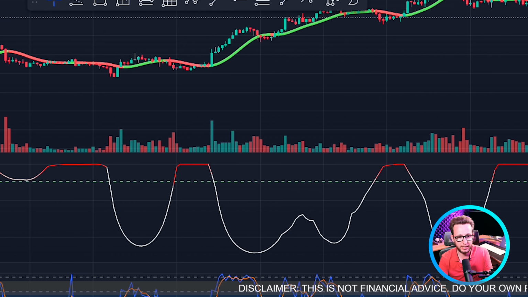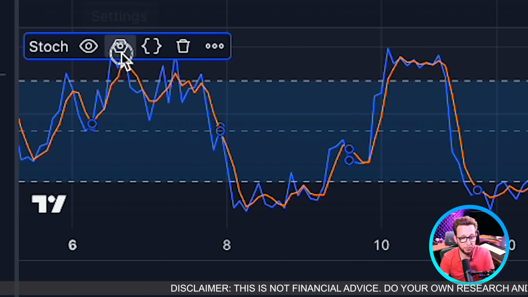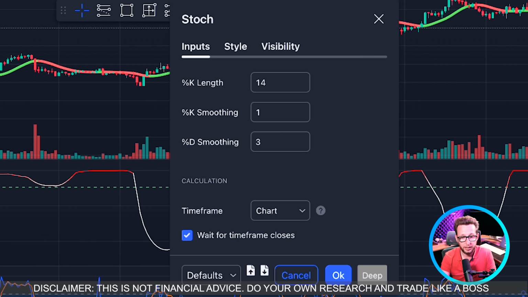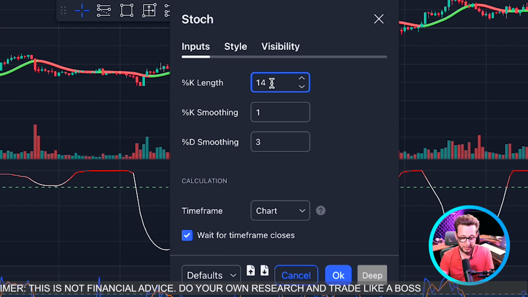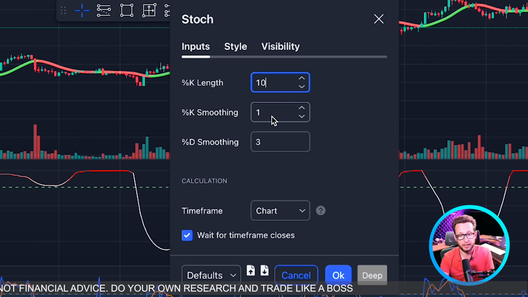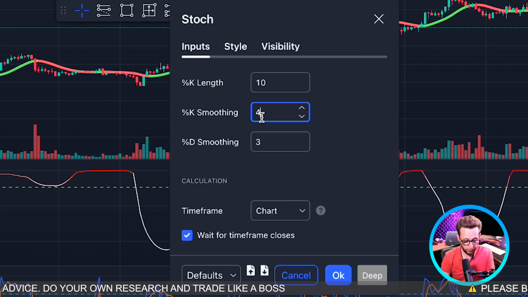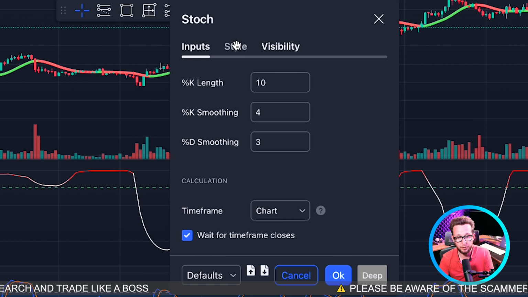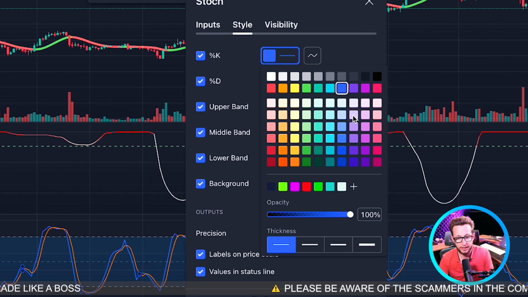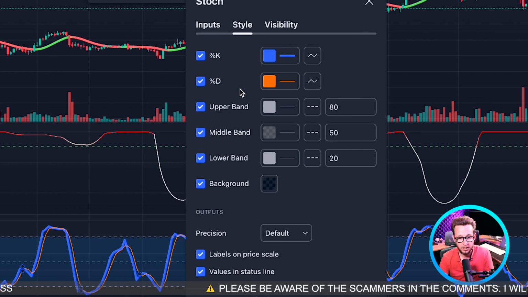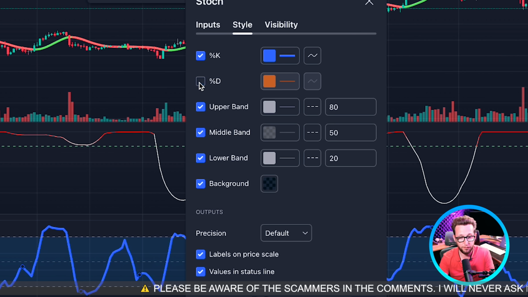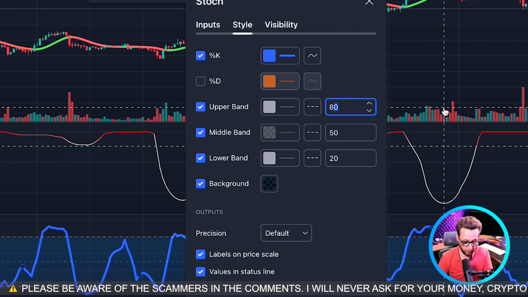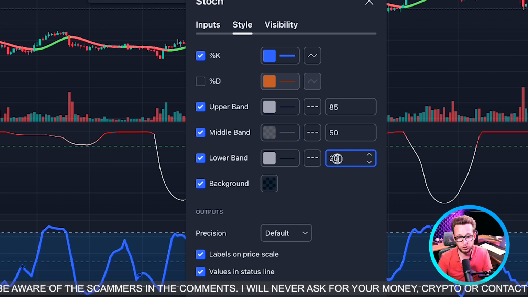Now the stochastic indicator needs a few changes. We're going to go into the cog and over to our inputs. We're going to change the length of the percentage K to 10, the smoothing to 4, and the D smoothing to 3. We're then going to go over to style. I'm going to make the K a little bit thicker for YouTube, and then we're going to remove the D from the situation. We don't actually need it. We're then going to move the upper band to 85 and the lower band to 25.